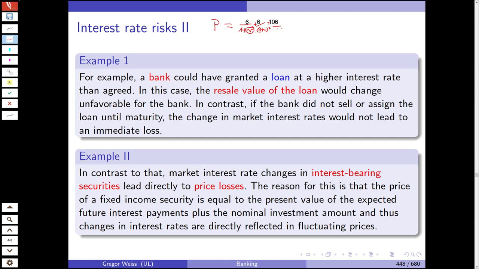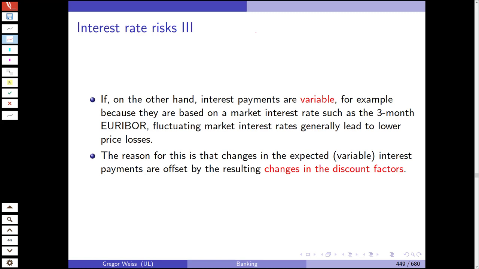Now, if on the other hand, the interest payments are variable, for example, in the case of a floater, these are called floaters, if the payments are based on market interest rates, such as a 3-month Euribor, the fluctuating market interest rates generally lead to lower price losses. And the reason for this is that you have different discounting, but you also have different interest payments. So interest payments will go up, you will have different discounting, and the price changes will be lower.